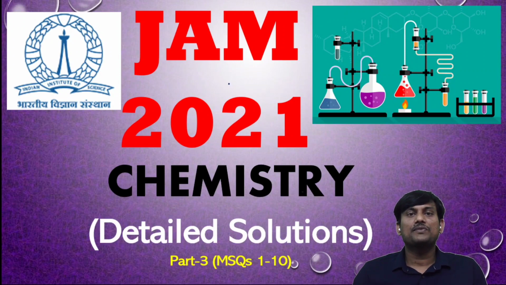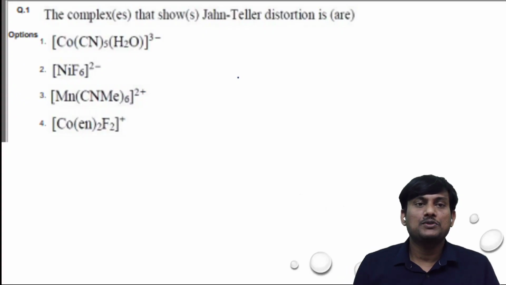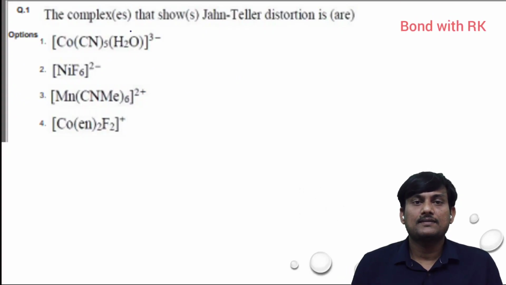In this video, I am going to explain the multiple selection questions which appeared in the JAM 2020-21 chemistry question paper. The first question: the complexes that show Jahn-Teller distortion are.